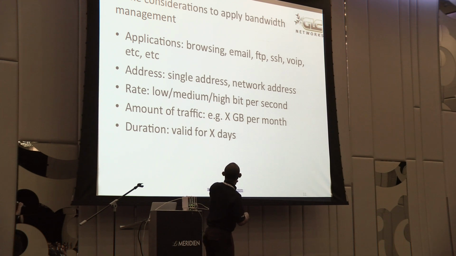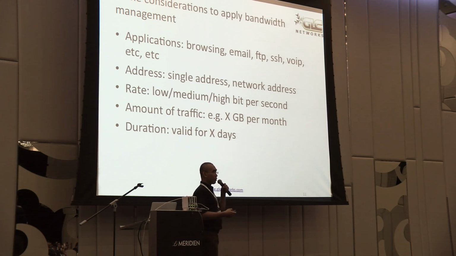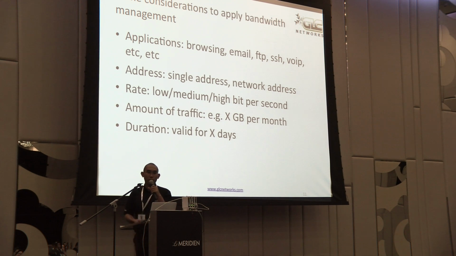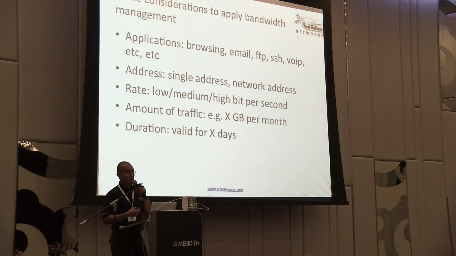Another consideration is the amount of traffic. For example, maximum you can download 5 gigabit per month, or 10 gigabit per week. Those are the parameters that we can use to set up a bandwidth plan. The last one is duration, so this package can be available for, for example, 10 days or 30 days.